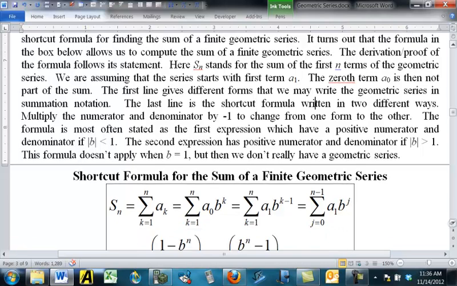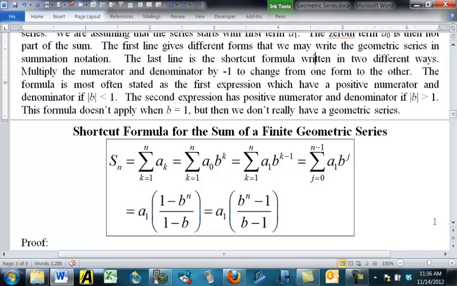And it turns out that the answer is going to be, we're going to prove this in just a second, but the answer is a1 times 1 minus b to the n over 1 minus b. So b, again, is your common ratio, dividing one term to the next, or what you multiply by to get from one term to the next. n is the number of terms that you have, and a sub 1 is the initial term.